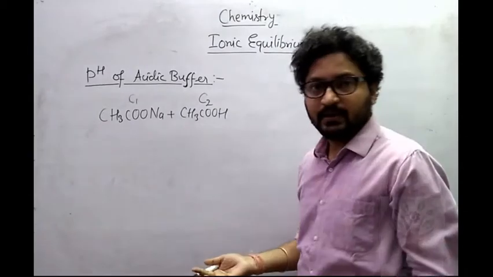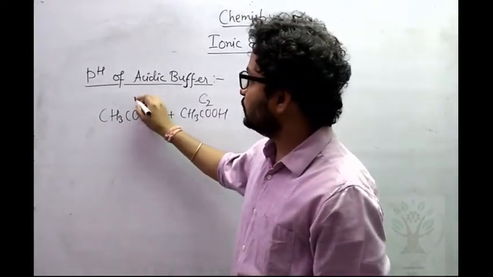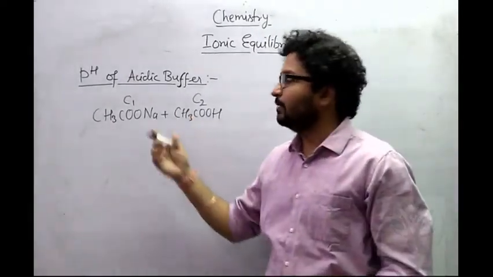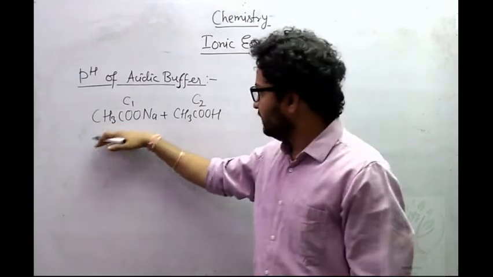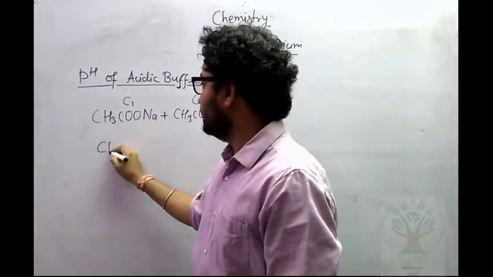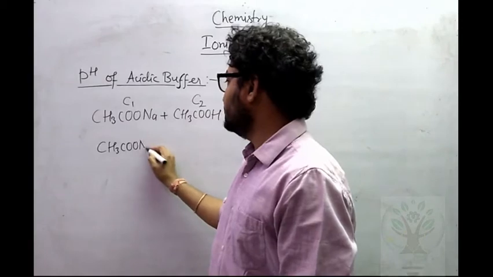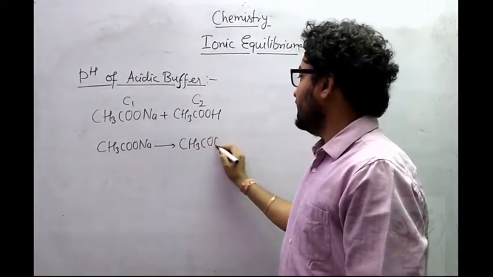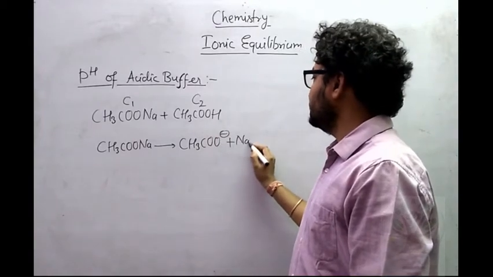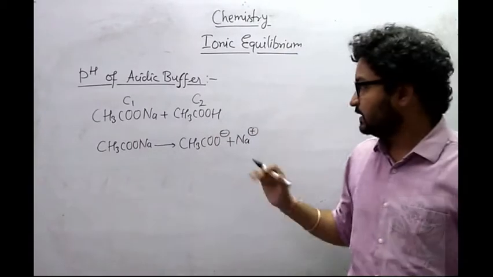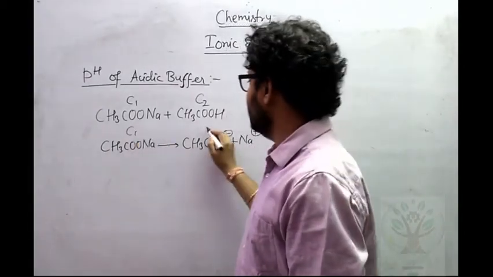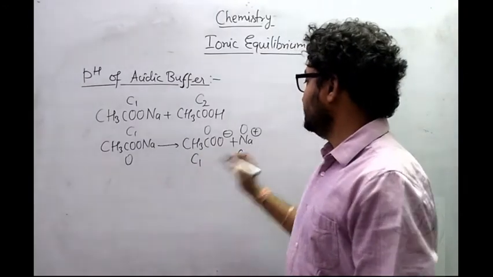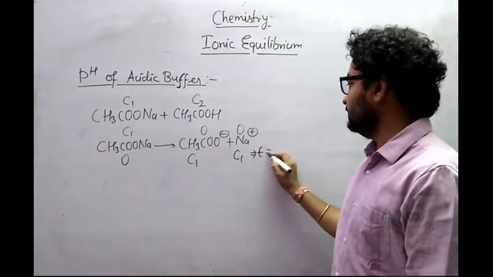Now what will happen? I took the concentrations of salt and acid different so that we can get an answer which will not depend upon a particular concentration. Now tell me which one is a strong electrolyte. I hope you know that CH3COONa is a strong electrolyte. Why? It is a salt of a weak acid and a strong base. So it will give CH3COO minus plus Na plus. Earlier it was C1, so it will be 0 in the beginning, and after some time it will be C1 and C1.